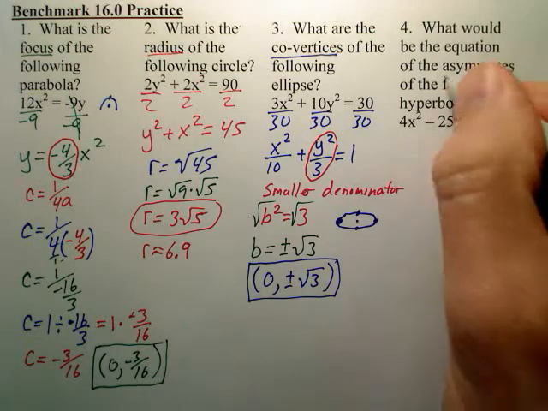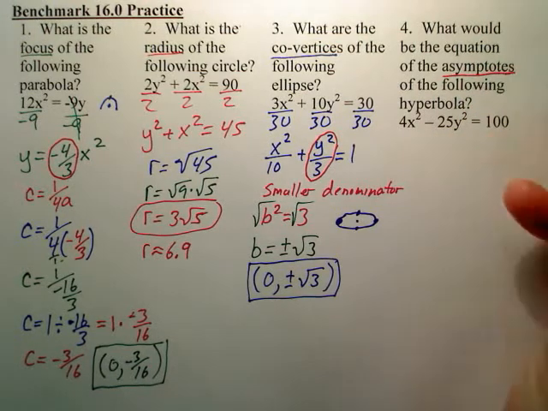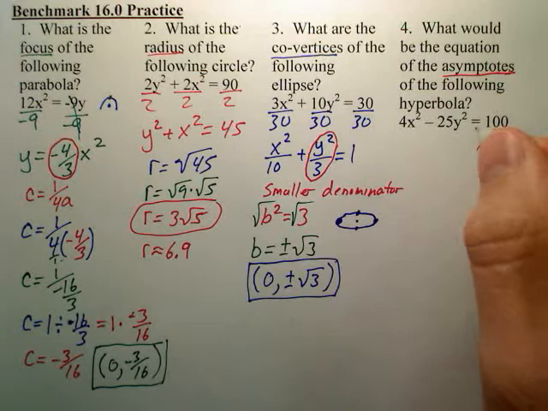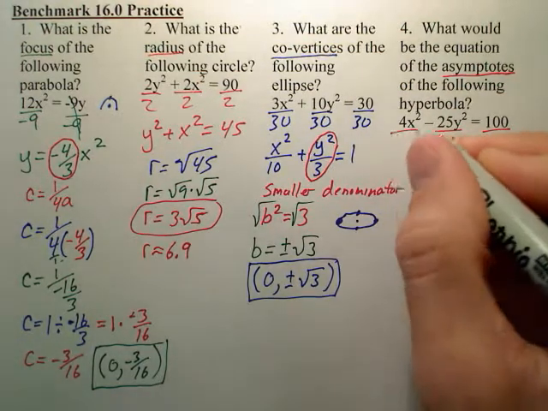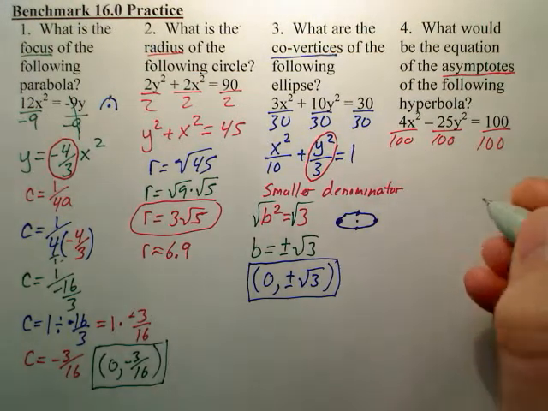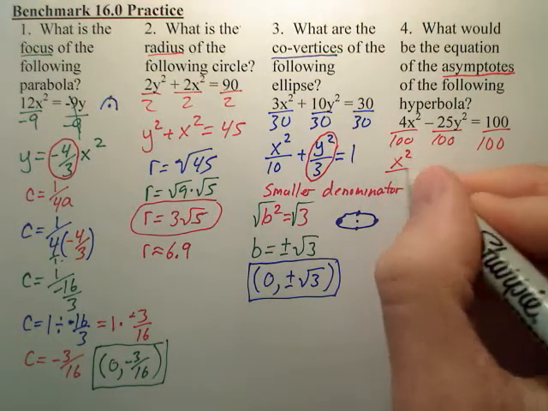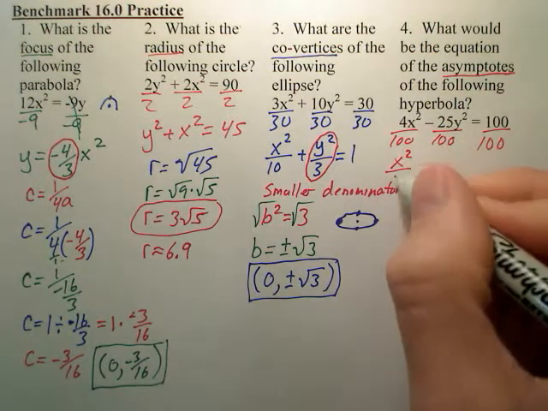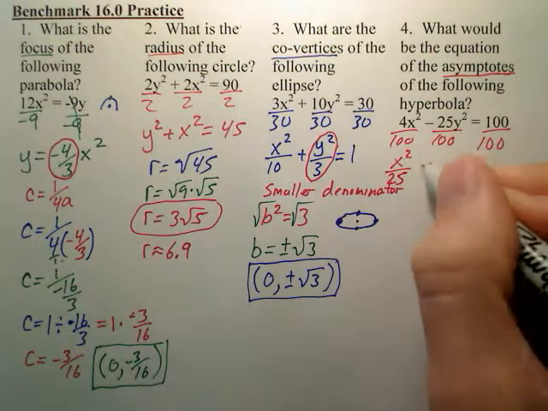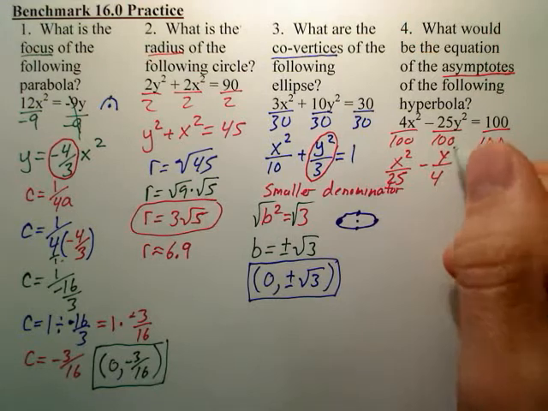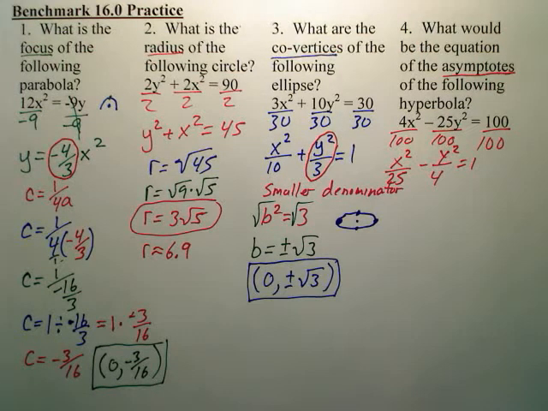Last question. This is a little bit more complicated for people, but we want the asymptotes. First thing you have to do for this hyperbola is divide by 100, because again, with hyperbolas and ellipses, it has to equal 1. So it looks like what we have here is x squared over, well, 4 goes into 100, looks like 25 times. And 25 goes into that 4 times. And we're equaling 1.